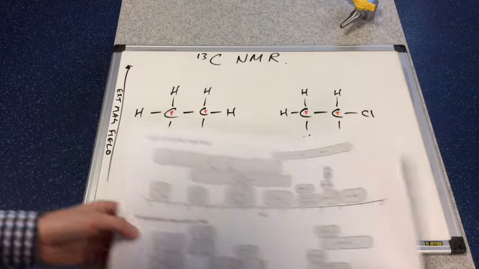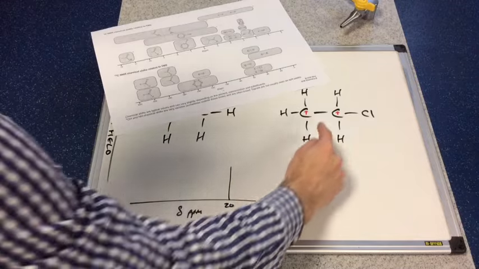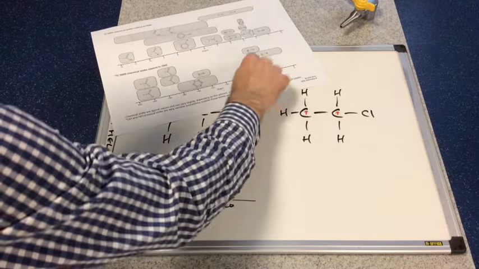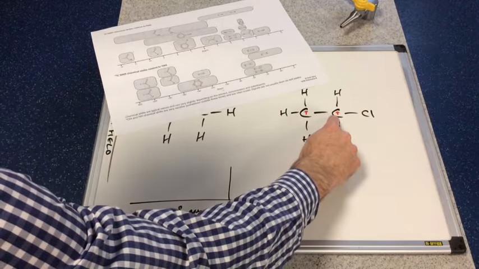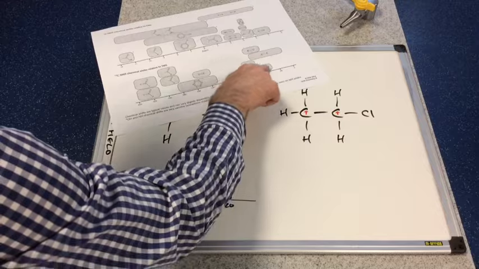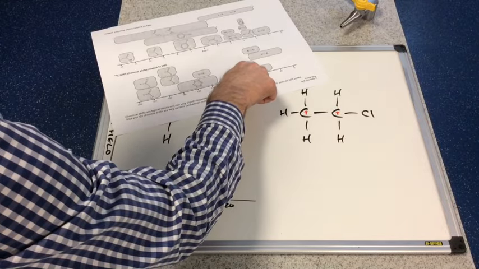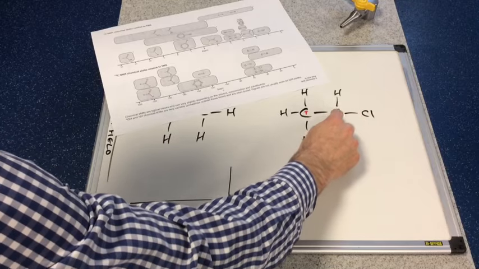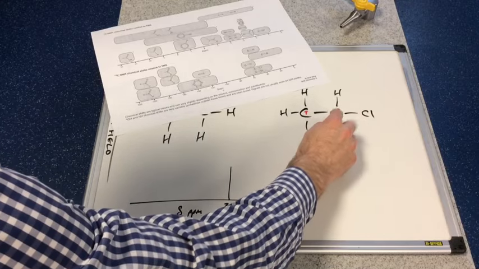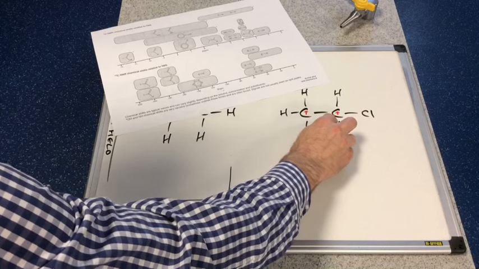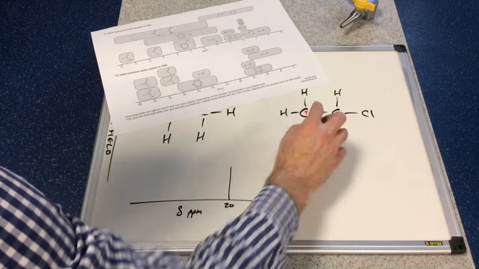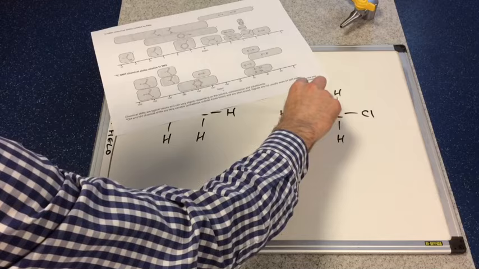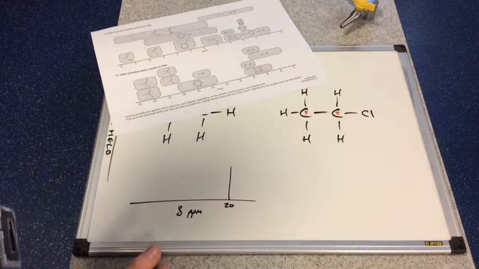So again, if we go to the data sheet, this environment here, this carbon is a carbon bonded to a carbon, so it's somewhere here. This carbon here would fit into this environment, carbon bonded to a chlorine. Basically, the environment means that the magnetic moment is slightly different for this carbon to this carbon. And so it's going to require a slightly different amount of energy to flip the spin state round. So it'll absorb a different amount of radio wave energy.